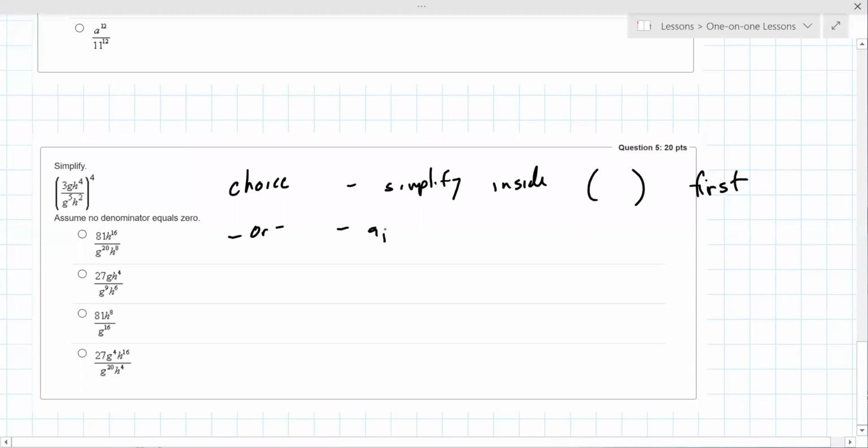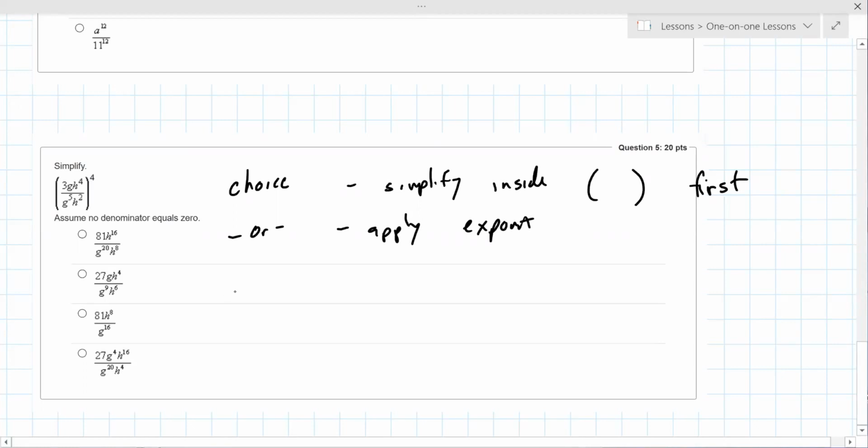You can apply the exponent. Now you have to do both. It's not like one gets rid of the other. But I would do what's inside parentheses first. If you don't want to do that, that's okay too. I know how to do that, but I would like to see how to do it.